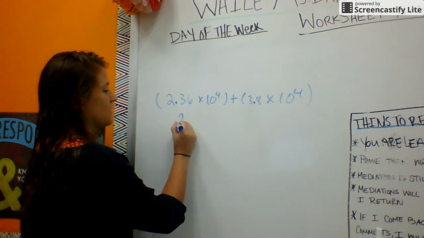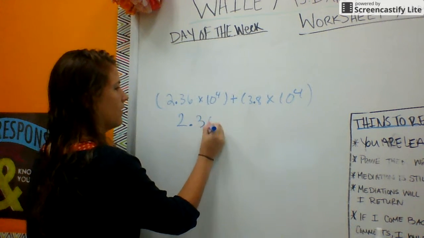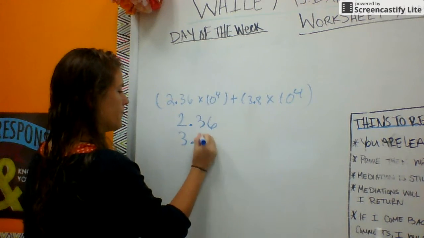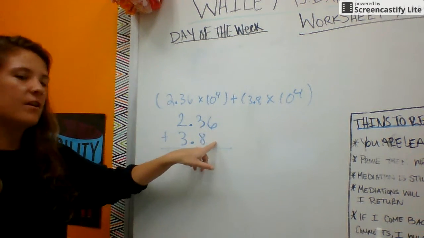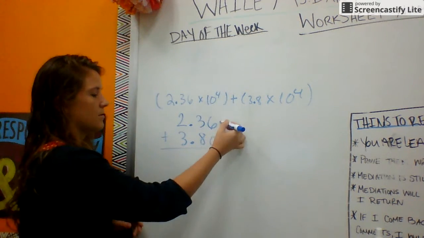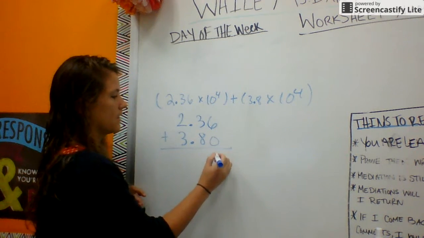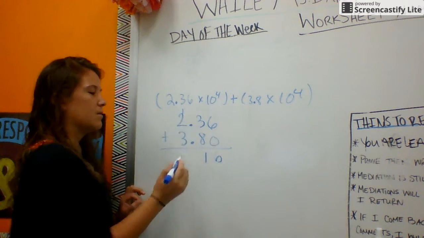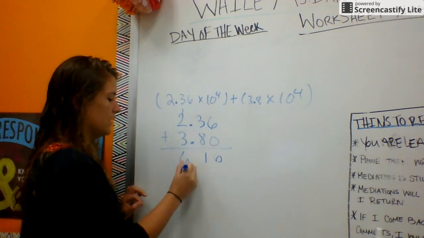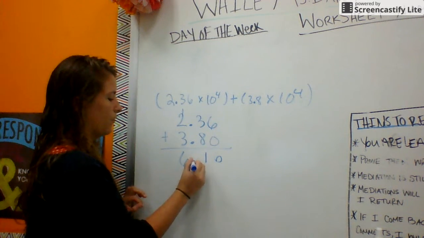When I'm adding decimals, I want to make sure that I line up my decimal points. And I can fill in any blank with a 0. So 6 plus 0 is 6, 3 plus 8 is 11, 1 plus 2 is 3, plus 3 more is 6, and then my decimal point will go right here.